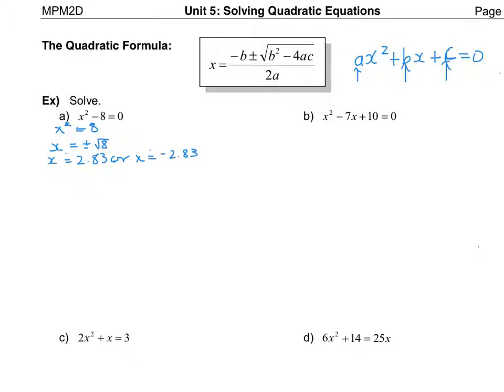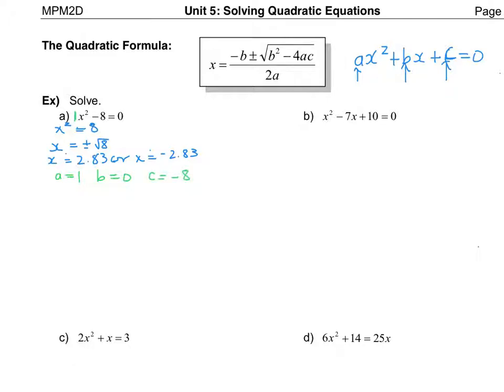That one is a simple one to solve by isolating, but I want to show you that it will work with the quadratic formula as well. The coefficient of our x squared is just 1, so my value of a is equal to 1. I don't have an x term at all, so my b value is equal to 0. If something is missing, its coefficient would be 0. My constant term, the c, is negative 8.